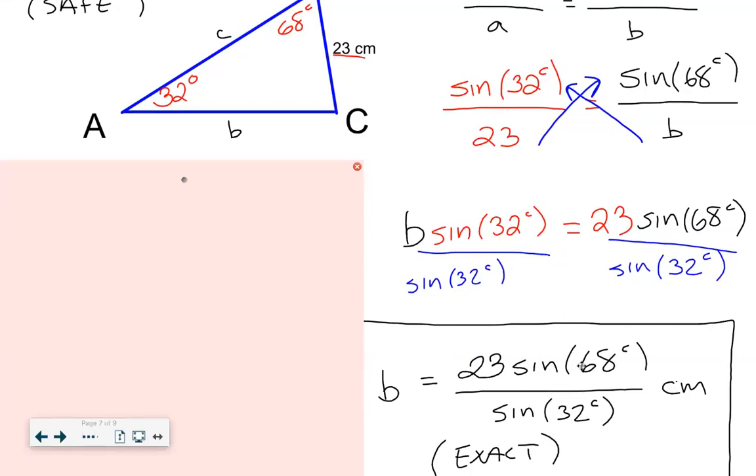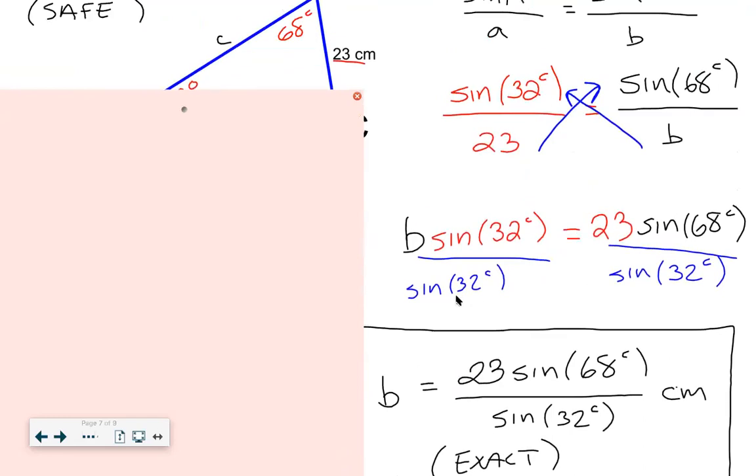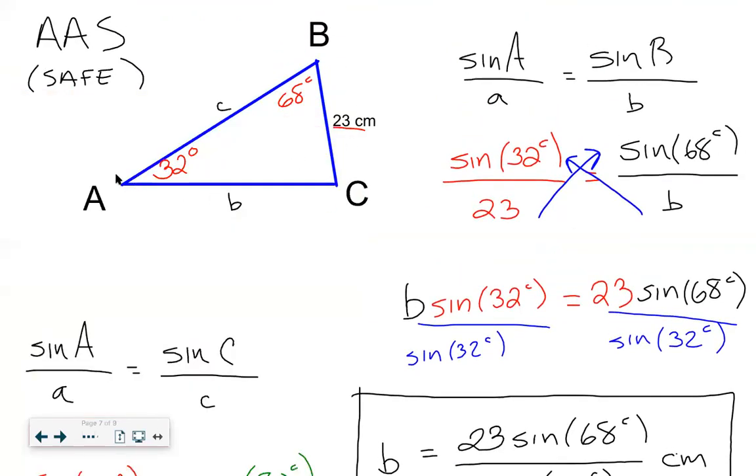We're going to need to approximate it to use this value as we move forward in many cases. When we approximate it, we get 40.24 centimeters. So that's our side length b here.